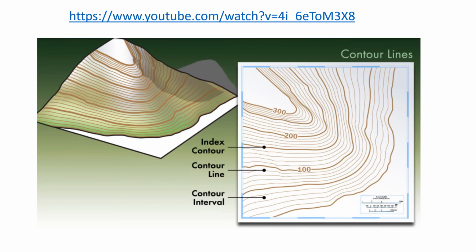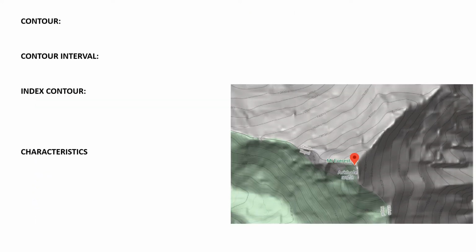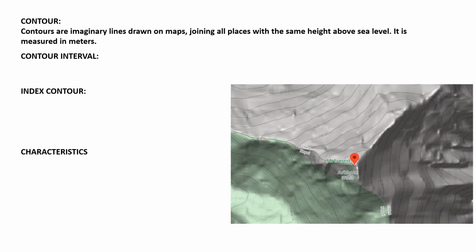Now you can watch this video. This is a YouTube link if you wish, and let's see the definition for that. These are imaginary lines drawn on map, joining places with the same height above sea level and measured in meters. As I said, all these are keywords. Don't forget to write any of those.